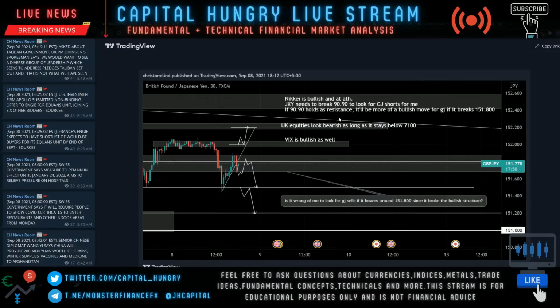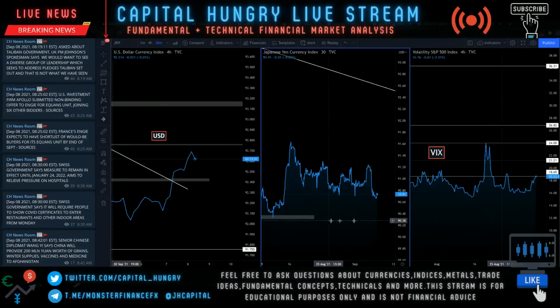Jixie needs to break for me to look for shorts. Okay, so you're still in the buyer bias as well. You're looking for safer buys above 152. You're only going to sell if we break below 151.5. Very similar analysis to what I gave earlier. I really like how you're looking at the volatility index and also at the individual Japanese yen movement.